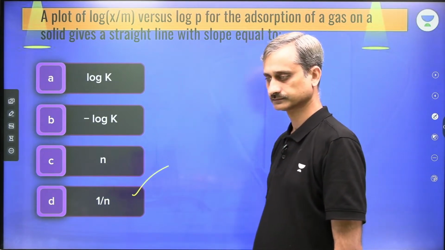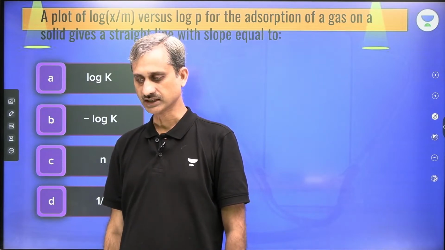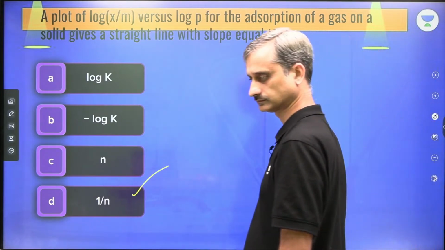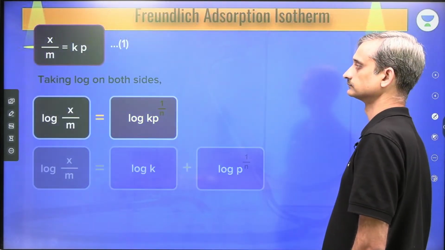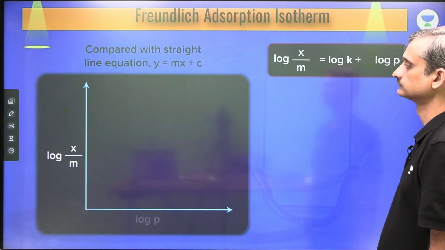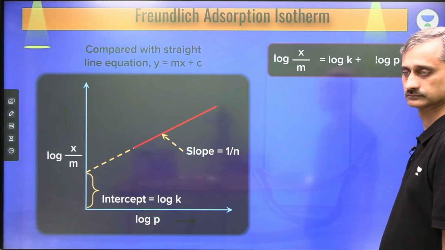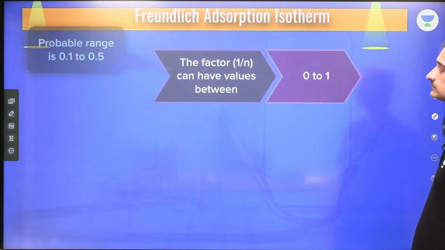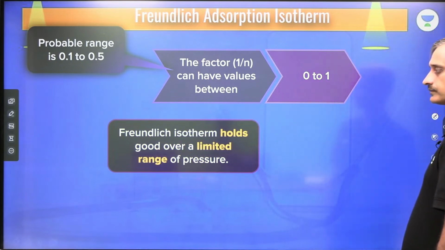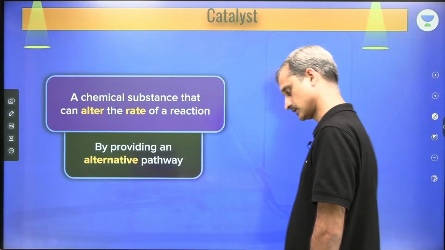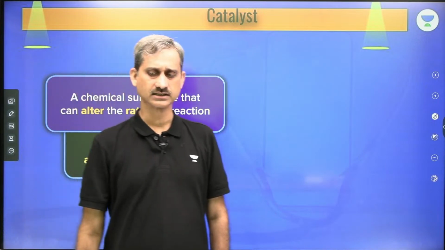Slope is 1 by n. Log k is the intercept. Yes, Radhika, you are absolutely right. Log k is the intercept. Is this clear? So that's what we have as the Freundlich adsorption isotherm. And now we are going to begin with the catalysts. Does anybody have anything to ask?